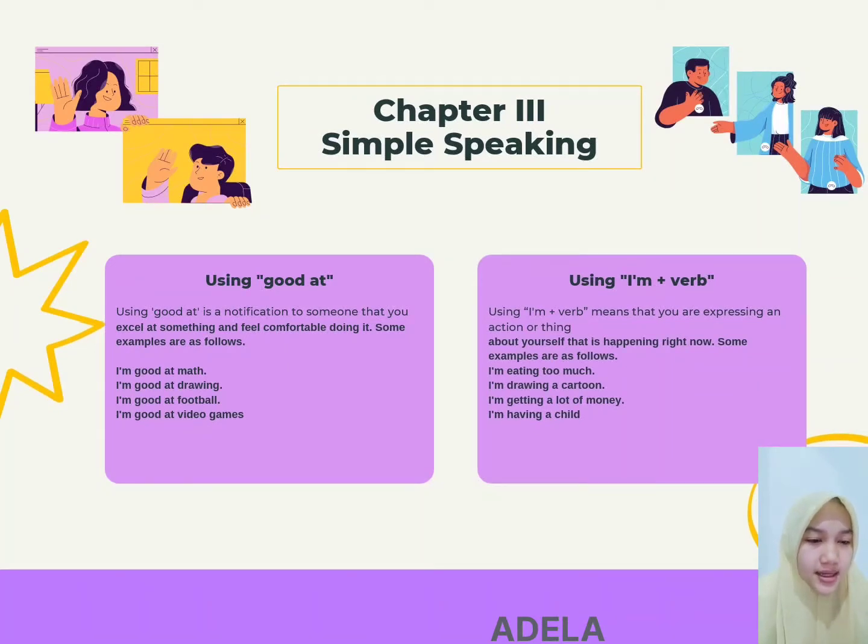Next, using "am" plus a verb. Using "am" plus a verb means that you are expressing an action or thing about yourself that is happening right now. Some examples are as follows: I am eating too much, I am drawing a cartoon, I am getting a lot of money, and I am having a child.